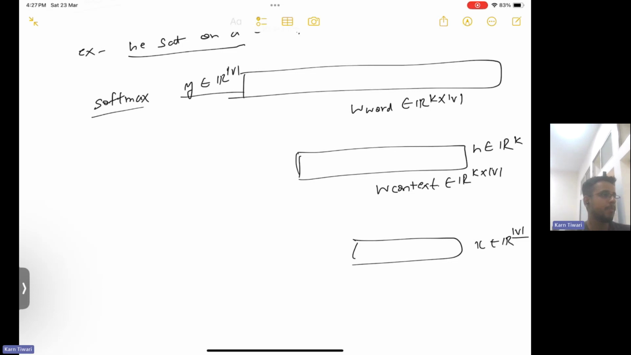The probability of a word given a context is proportional to the dot product of the jth column of the context matrix and the ith column of the word matrix. It's kind of a similarity we are measuring. For example, after conditioning, we pick the jth column from the context and the ith column from the word matrix, and we are just measuring the similarity between these two things.